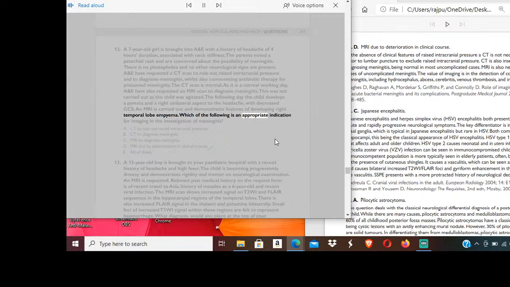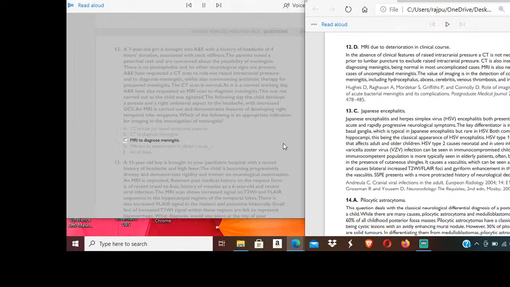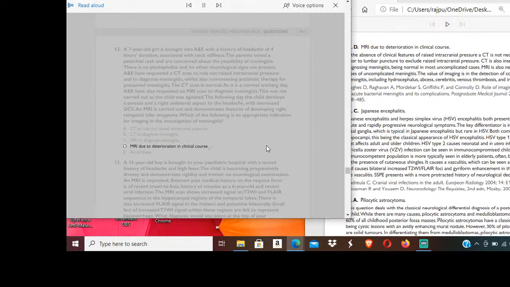Which of the following is an appropriate indication for imaging in the investigation of meningitis? A. CT to rule out raised intracranial pressure. B. CT to diagnose meningitis. C. MRI to diagnose meningitis. D. MRI due to deterioration in clinical course. E. All of these.